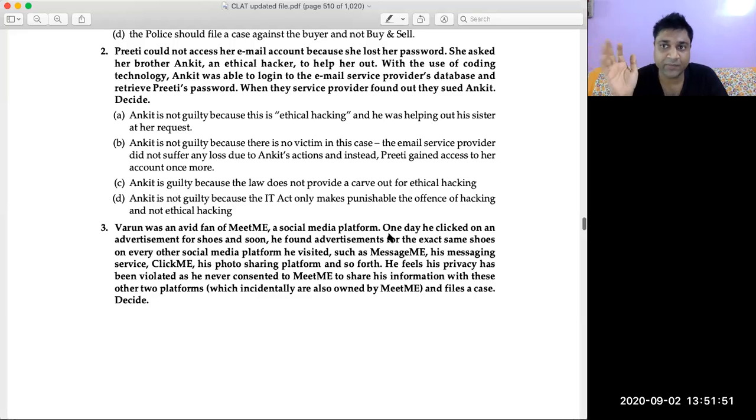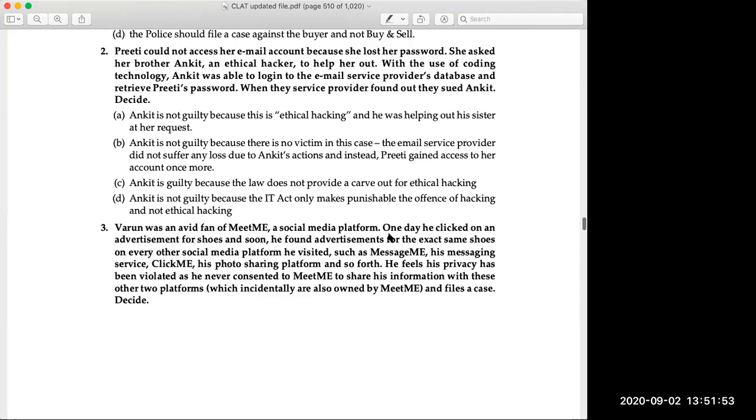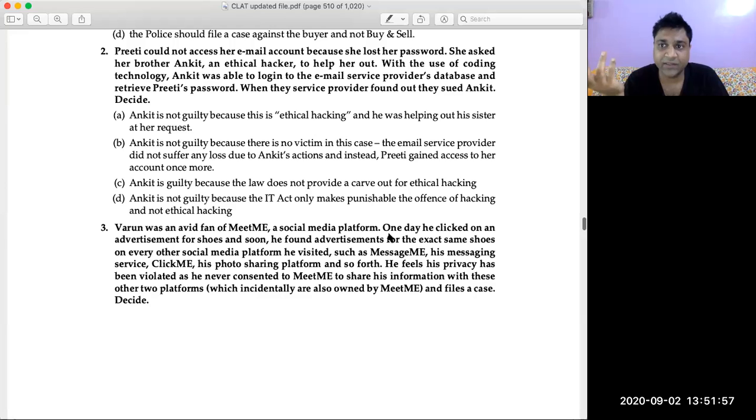Have you committed a crime or not? Yes, sir. Yes, you have. Does it matter that you had very good or very ethical intentions, that you will return the chain to the lady from whom it was stolen? That's not your job. Are you the police? It's not your job. Similarly, over here, hacking is a crime.